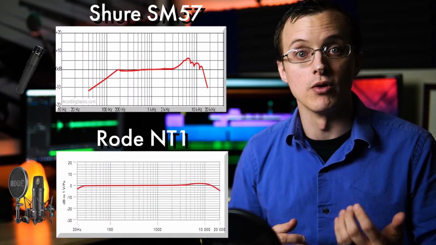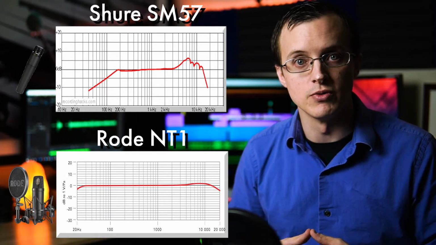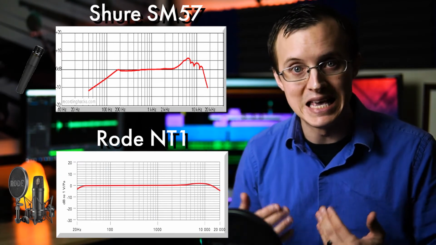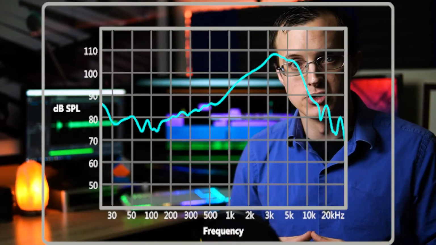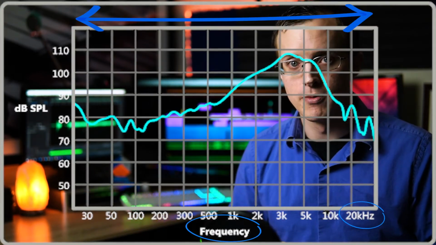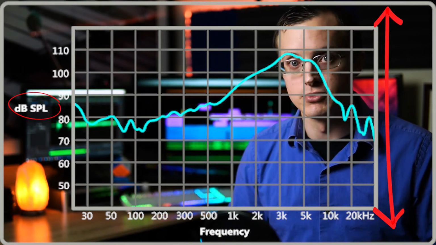This curve, or lack thereof, shows us how sensitive the microphone will be to certain frequencies, determining how the microphone will affect the timbre of the sounds coming in. When reading a frequency response chart, the x-axis represents frequency, measured in hertz. The y-axis measures sound pressure level, measured in decibels SPL.